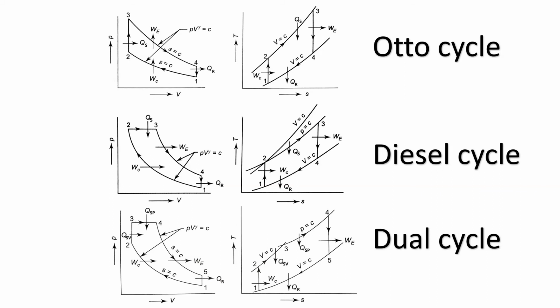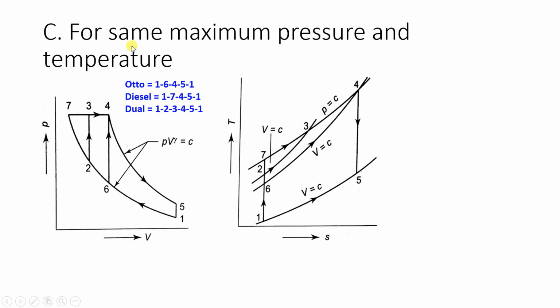Now why I am using these sentences is because when we are actually doing the comparison, it is not necessary that you will get point number 3 in diesel cycle as the end of the heat addition process. That is why I am specifically mentioning that this temperature is at the end of heat addition, at the completion of the heat addition process. So using this logic, we have to draw PV and TS diagram and superimpose Otto cycle, diesel cycle and dual cycle one over the other for these conditions. What are the conditions? Same maximum pressure and temperature. So one by one we will see.